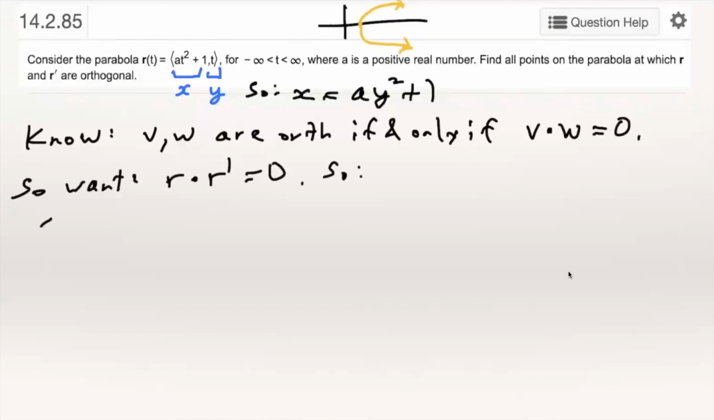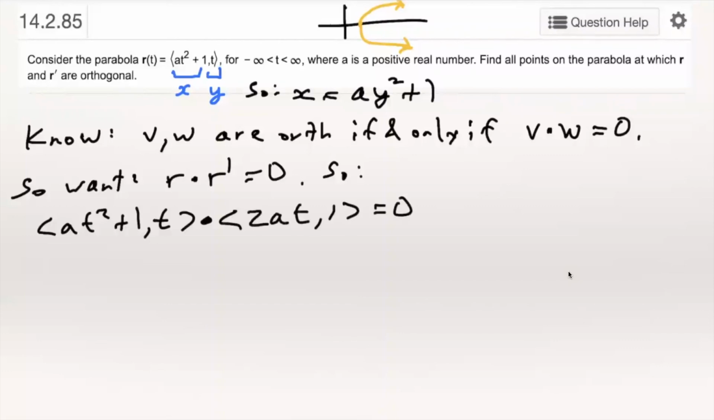Okay, well, r is a t squared plus 1, comma t. And we want to take the dot product of that with r prime. The derivative of this is 2a t, comma 1. We want that to be equal to 0. So this is 2at times a t squared plus 1, plus t, taking the dot product.